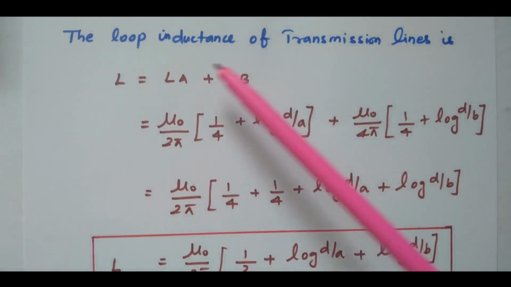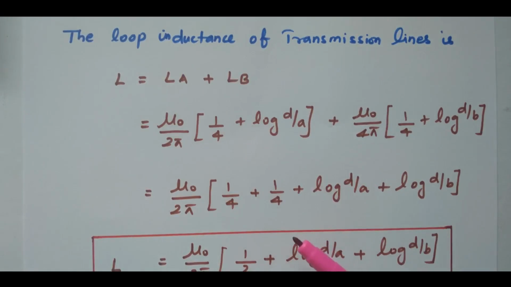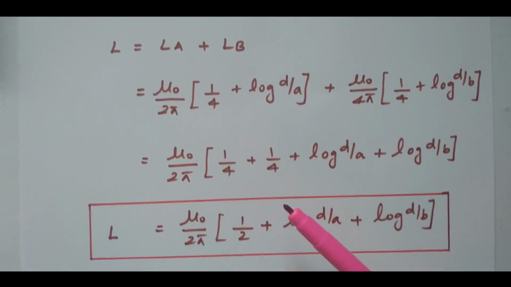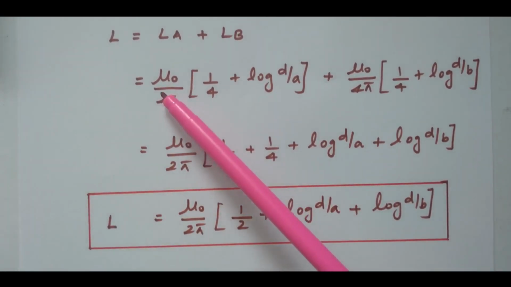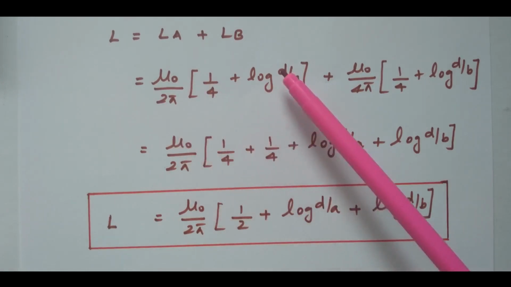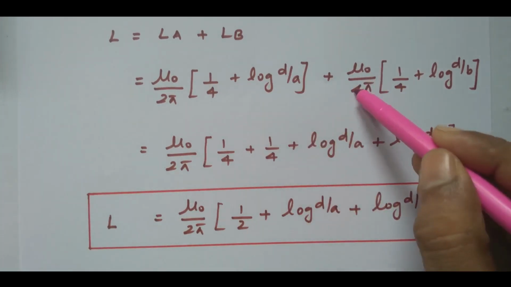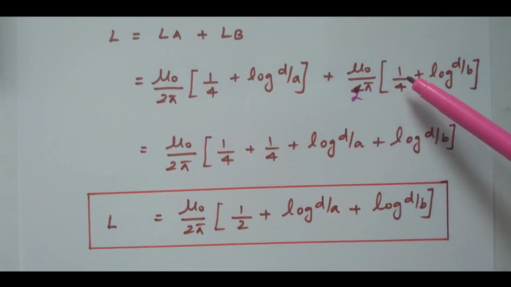So the loop inductance of the transmission line is L equal to LA plus LB. We can add both the values. So mu naught divided by 2 pi of 1 by 4 plus log d by A, plus mu naught divided by 2 pi. This is not 4 pi, it's a 2 pi, of 1 by 4 plus log d by B.